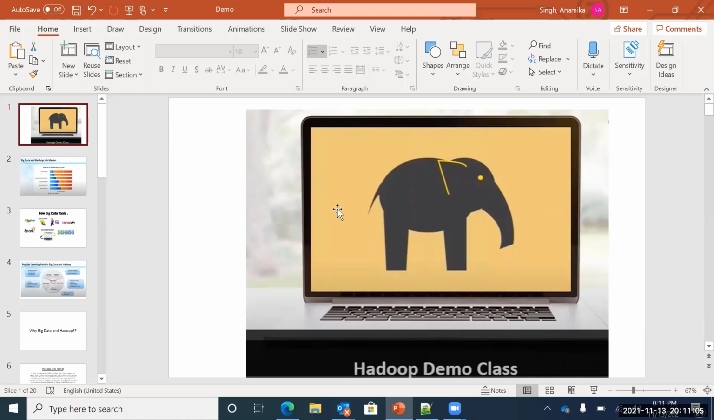Let's say we have terabytes of data and we are using our existing system. In this case, what will happen? Suppose I have a terabyte of data, and I'm going to use any RDBMS system to process that. Then obviously it will take lots of time. It can be hours or it can be days.